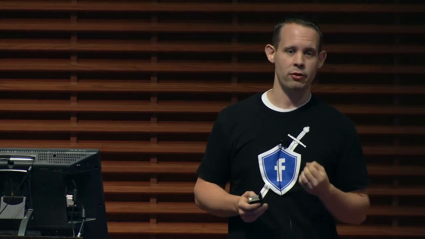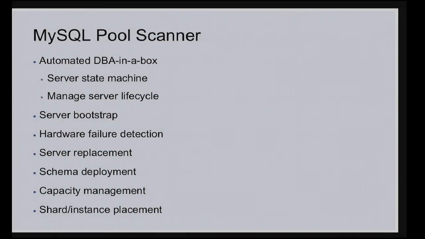This is actually the main thing that our database operations team does. Technically, they call themselves DBAs, but really they're mostly automation technicians. So they've created a system that we call MySQL Pool Scanner. We published some blog posts and discussed this some, but basically the idea is when you're dealing with the number of servers we have, many thousands of servers, there's nothing that you can do manually. Everything has to basically be 100% automated.